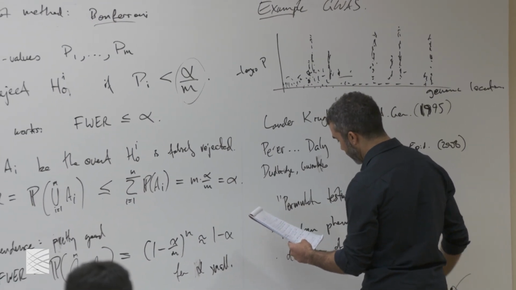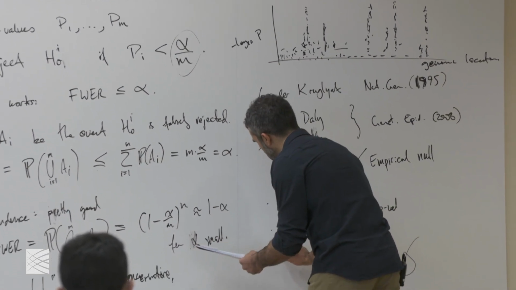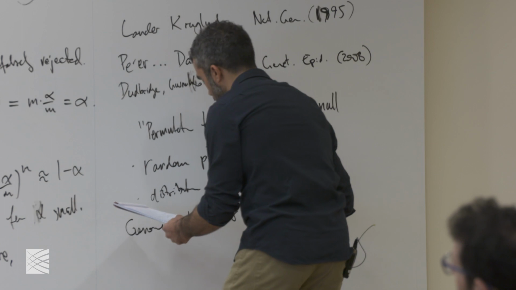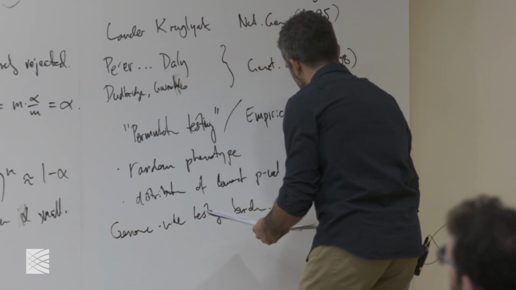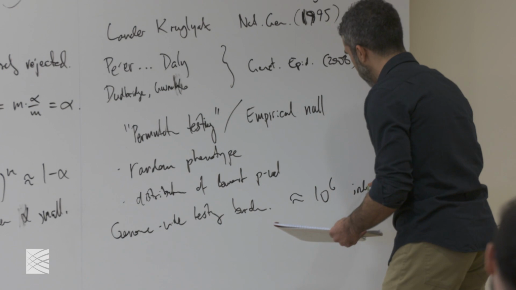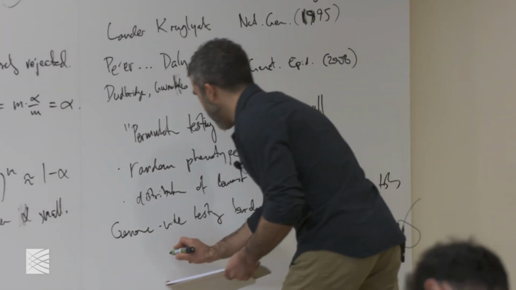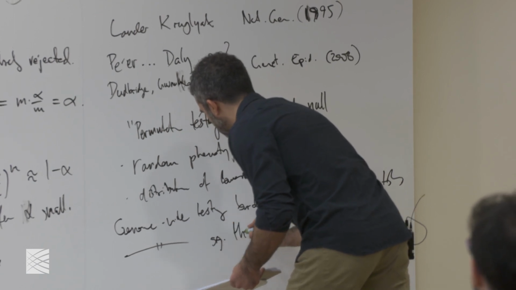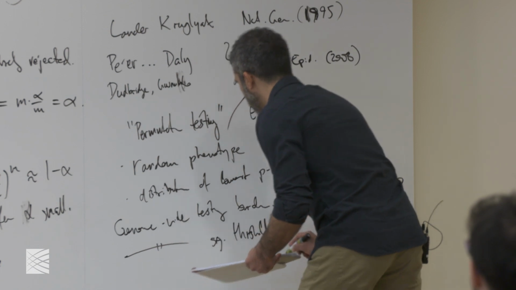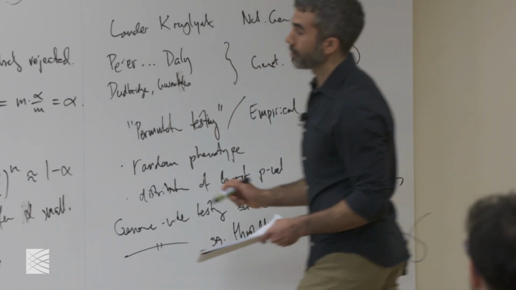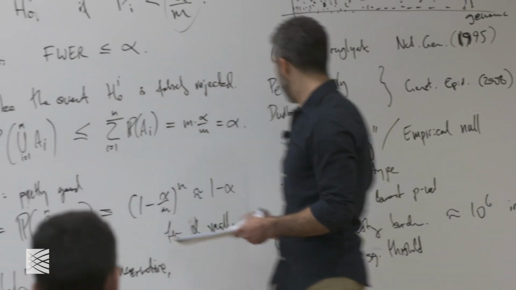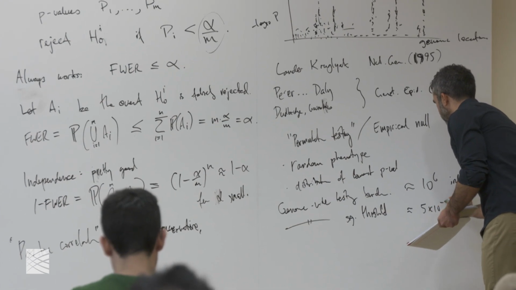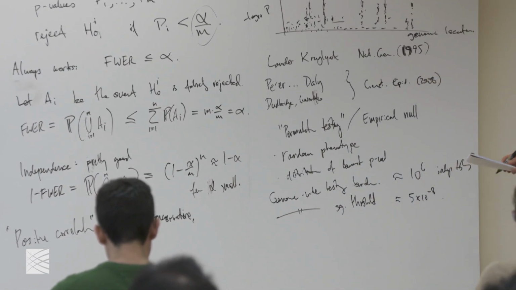And what did they find? They found a genome-wide testing burden on the order of 1 million. And that means that the genome-wide significance threshold, if you want a family-wise error rate of 0.05, should be 5 times 10 to the minus 8. And this became a community standard.